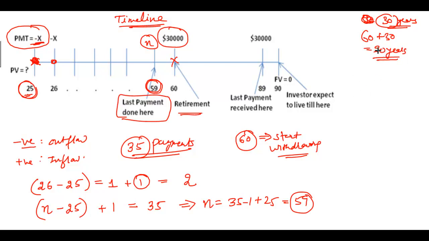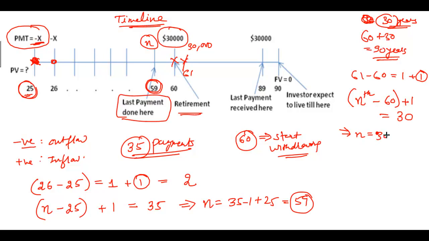But would he withdraw the last payment on 90, or on 89 or 88? Again, we can solve it using this concept. When he turns 61, again he will withdraw 30,000. So 61 minus 60 is equal to 1, but he has actually made 2 payments, so we have to add 1 to the difference. Let's say on the nth year he withdraws the last payment, so n minus 60 plus 1, he should be withdrawing a total of 30 payments. So we can compute n as 30 minus 1 plus 60, which is 89. So 89 is when he will be withdrawing the last payment.